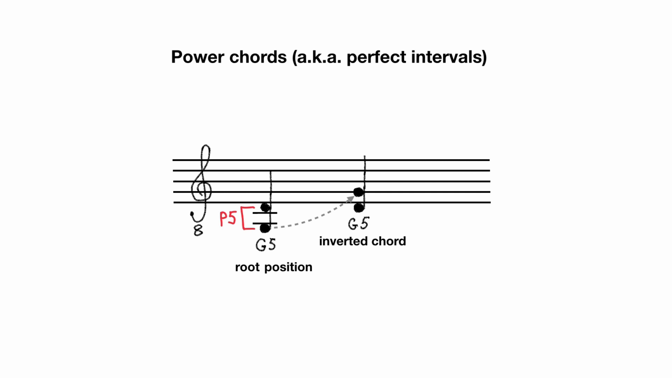The famous riff for Smoke on the Water is played by using inverted power chords. Inverted power chords are actually perfect fourth intervals.